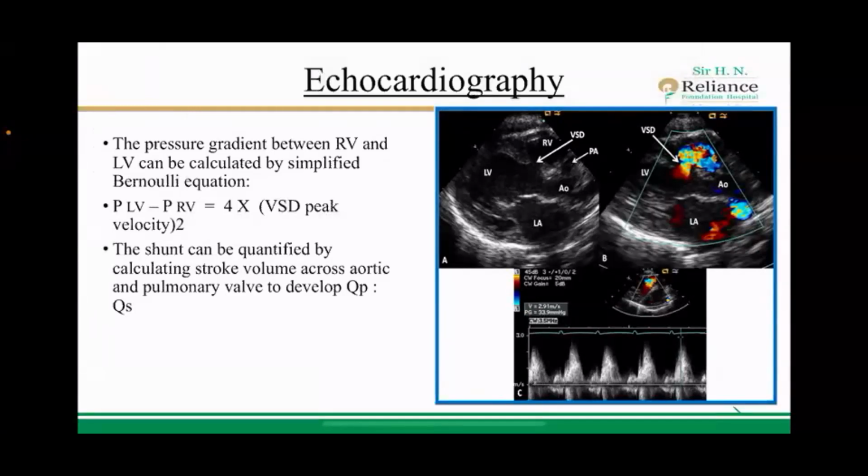The shunt can be quantified by calculating stroke volume across the aortic and pulmonary valve to get the QP to QS ratio. I had already explained how to calculate the flow, that is area times VTI. So flow across the RVOT will be your QP, that is the blood flow across the pulmonary circulation. And the flow across the aortic valve, that is the blood flow in the systemic circulation, will be your QS. So in a normal patient who has no shunt, there's no defect, the flow across the RVOT is equal to the flow across the LVOT. So QP will be equal to QS.